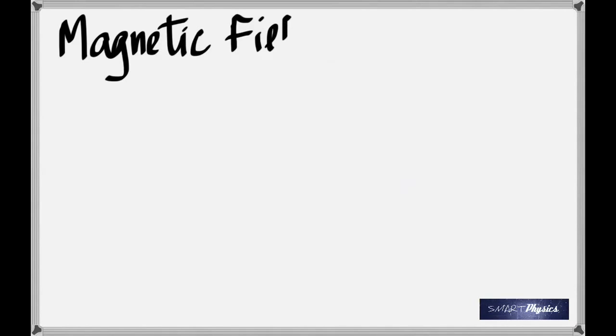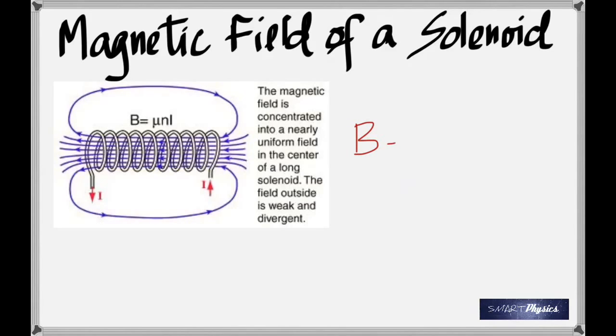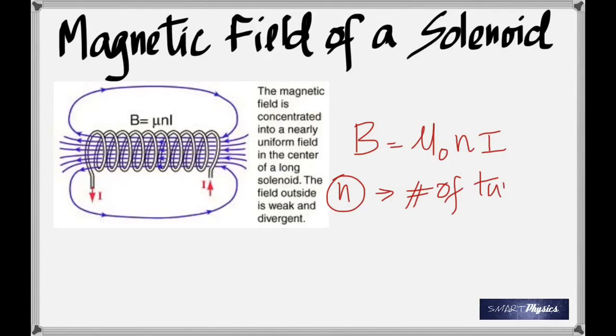Next is the magnetic field due to a solenoid. A solenoid is an extended coil, and it has many turns, and we could imagine that the magnetic field is nearly uniform in the center of the long solenoid, and outside the field is weak and almost zero. And the strength of the magnetic field in the center is given by mu naught n I, but remember that the little n is the number of turns in 1 meter. Just remember that.